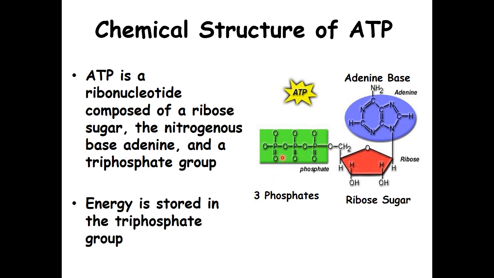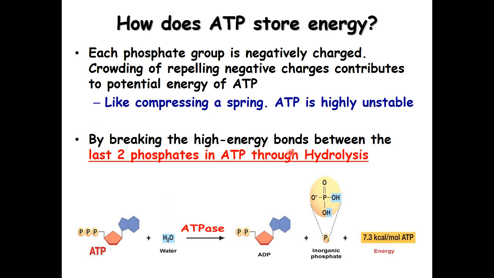And the energy is stored in the phosphate bonds here, in the last one here. It's because, remember, phosphate, all these oxygens are negative. If you're putting all these negative charges together, it's like compressing a spring, because all these negative charges want to repel each other. It's like you're holding the spring closed. So those three phosphates together are very, very unstable.